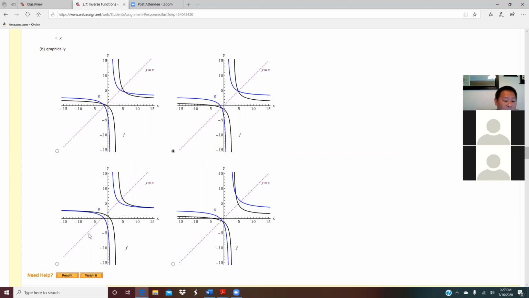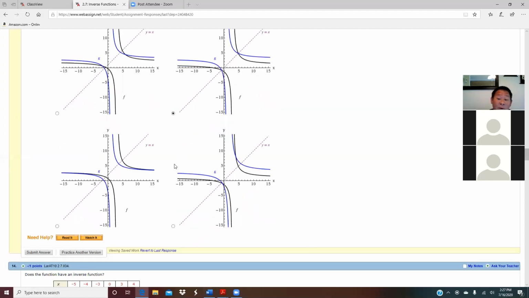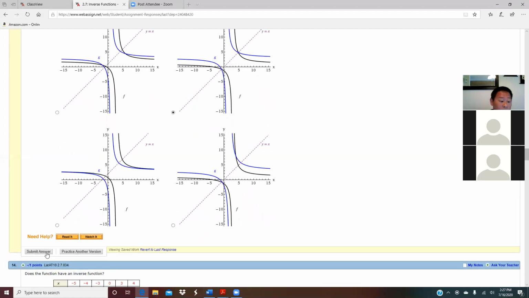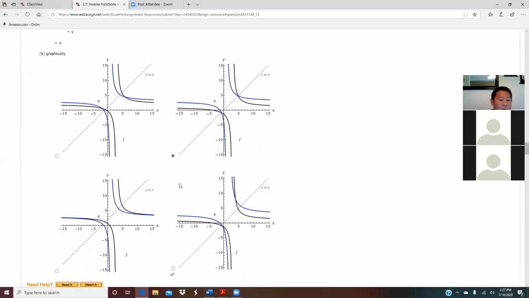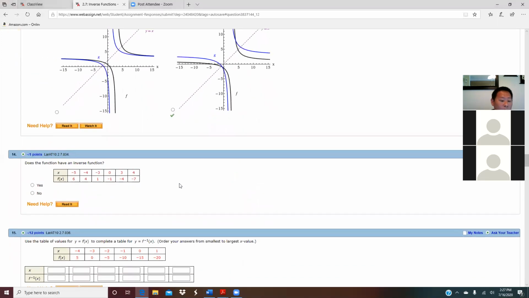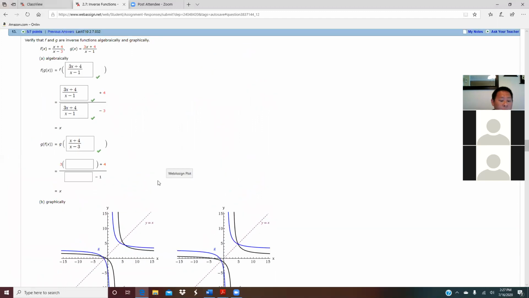This one is totally wrong. This one, the 2 intersections, you see that? They're not on the y equals x line. So how do we figure this out? Usually the intersection of inverse functions will be at y equals x. So that's why this one below is the correct answer. Okay. All right, let's do another one. Submit later on. Yep, this should be the correct one. Yeah, I didn't finish that. This is correct.